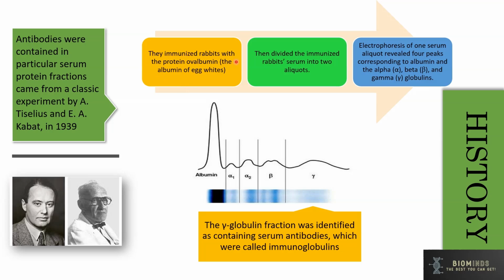They immunized rabbits with the protein ovalbumin. Ovalbumin is the albumin of egg whites, which is foreign to the rabbit, so the rabbit eventually produces the immune response to ovalbumin. After a few hours, they extracted serum from the rabbit and divided this serum into two aliquots, and from one aliquot they did electrophoresis.